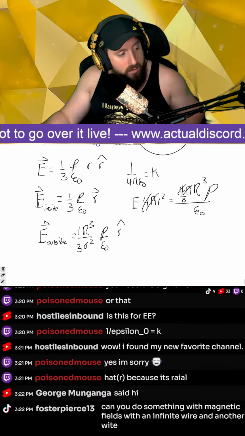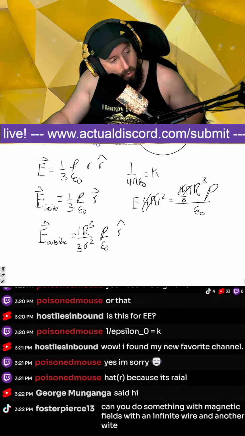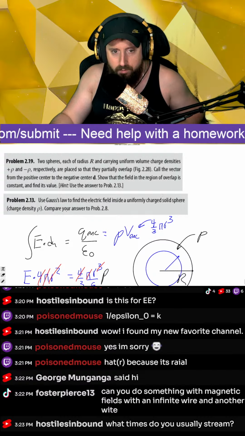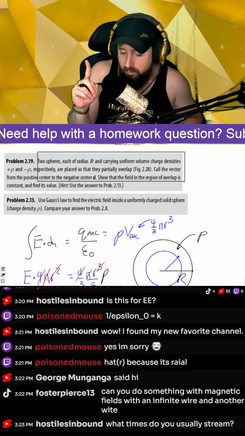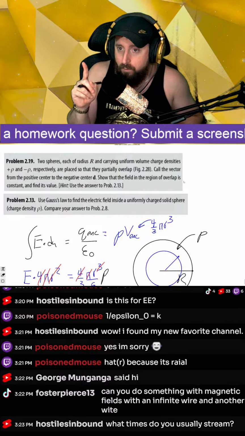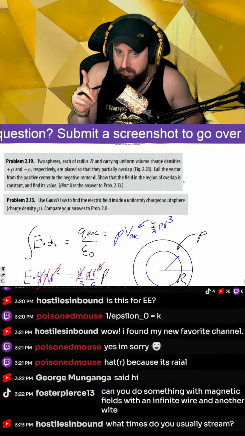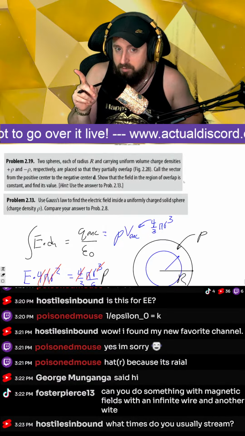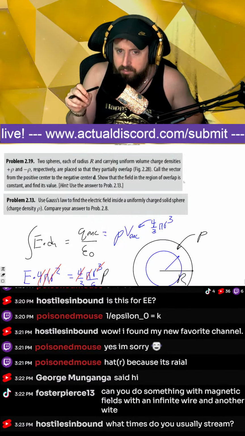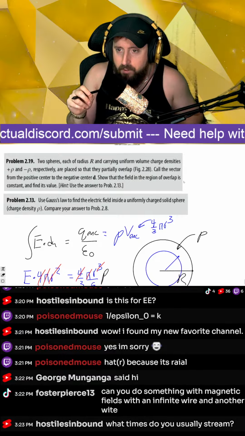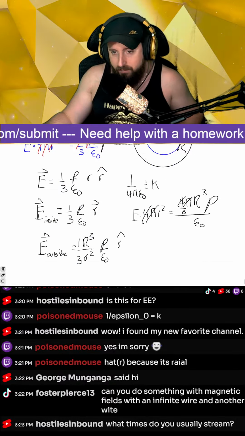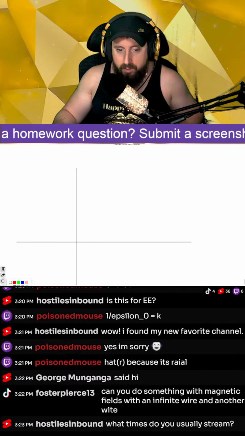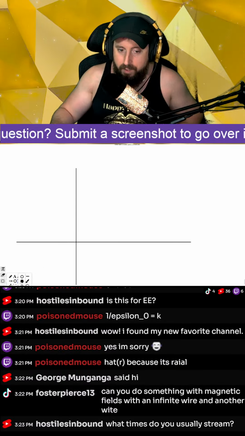Okay, so now what we want to figure out is the electric field inside two spheres, each of radius r, carrying a uniform volume charge density plus rho and minus rho, placed so that they partially overlap. Call the vector from the positive center to the negative center D. Show that the field in this region of overlap is constant, and find its value. Anytime you're dealing with vectors, you have to start drawing diagrams. It gets pretty difficult to do it without it.